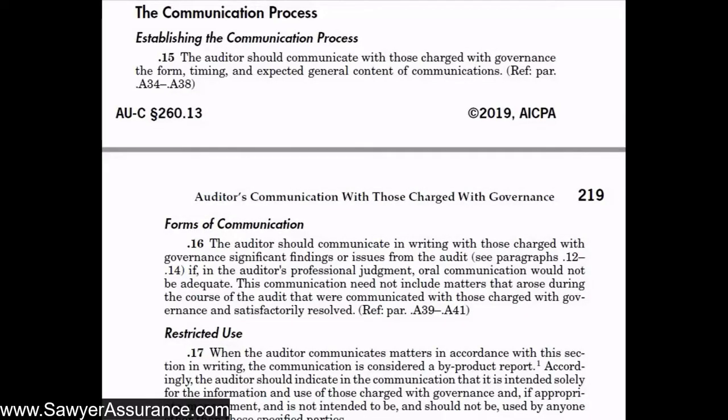All right, in this video, we're continuing our discussion of AUC Section 260 for our communications with those charged with governance. And up until this point, we have learned who those charged with governance are, what needs to be communicated, and now we're going to learn the communication process.